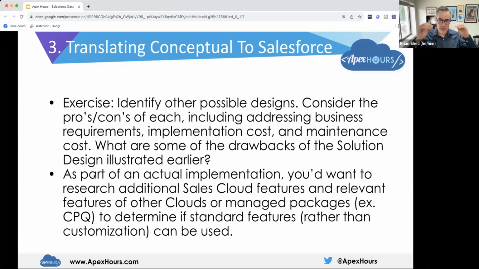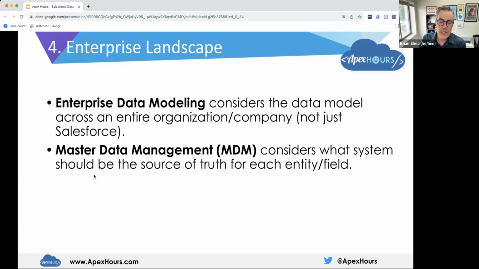So that's most of our talk today, talking about conceptual data modeling and then how we translate it into Salesforce. But there's a few other considerations that I want to walk through today that impact your Salesforce data model. There's not enough time to go through these in really any level of depth, but I want to call them out so you're familiar with them.